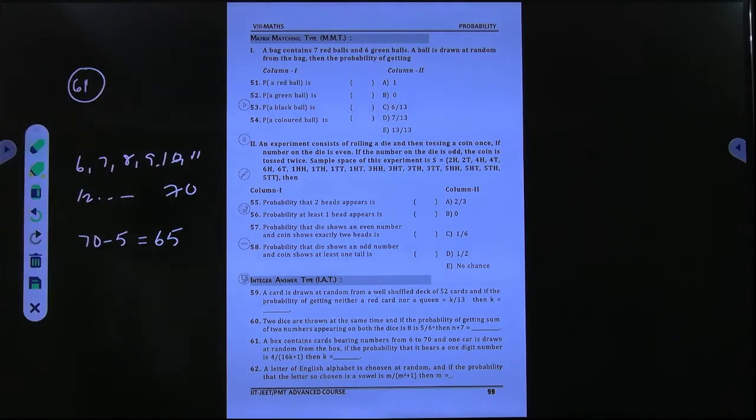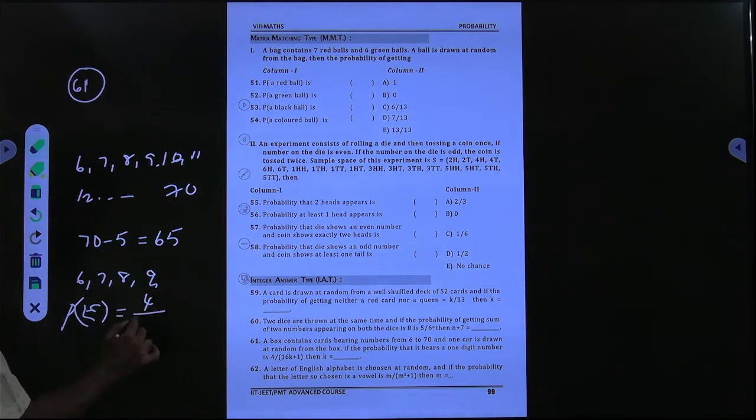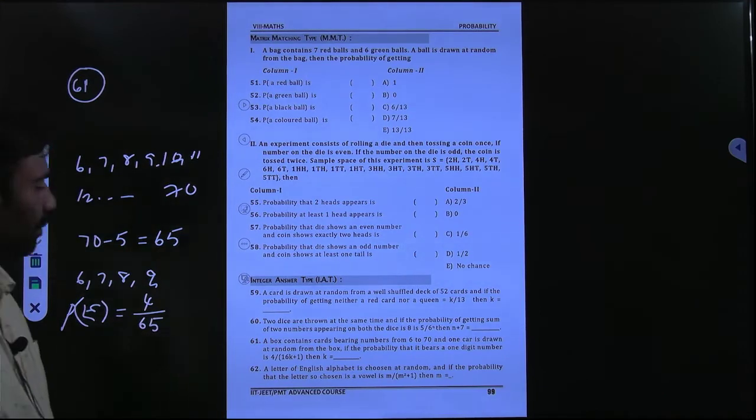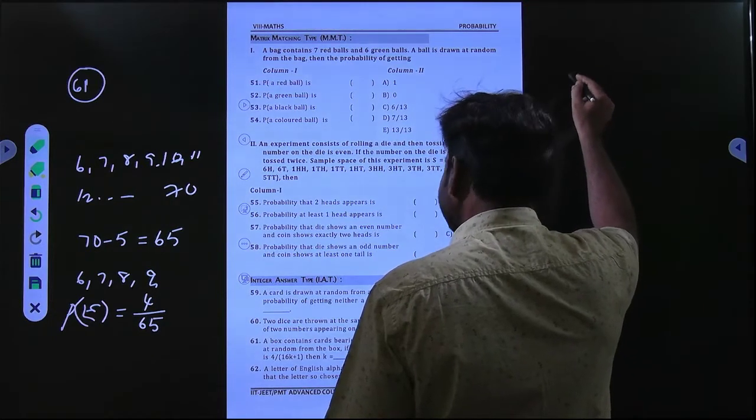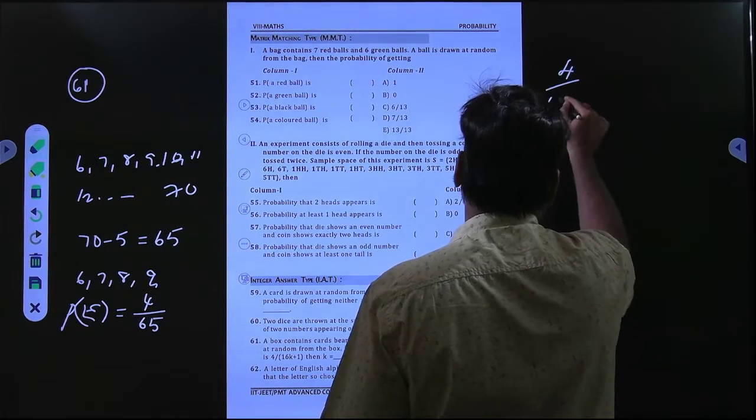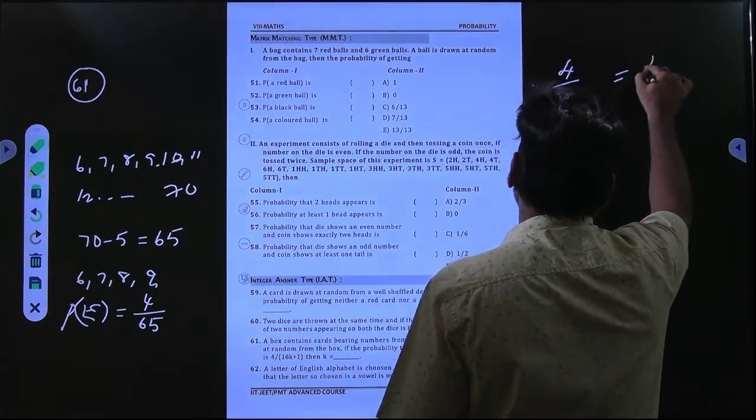Then the event is what? Getting a single digit number. Single digit number is what? 6 is a single digit number, 7 is single digit, 8 is single digit, 9 is single digit, but from 10 onwards, two digit numbers started. So these 4 are the favorable outcomes to the event. Then let P of E be the probability of this event. Then number of favorable outcomes, 4, by total number of outcomes, 65: 4 by 65. But in the given question, probability of that event is 4 by 16k plus 1, which means 4 by 16k plus 1 is equal to 4 by 65.